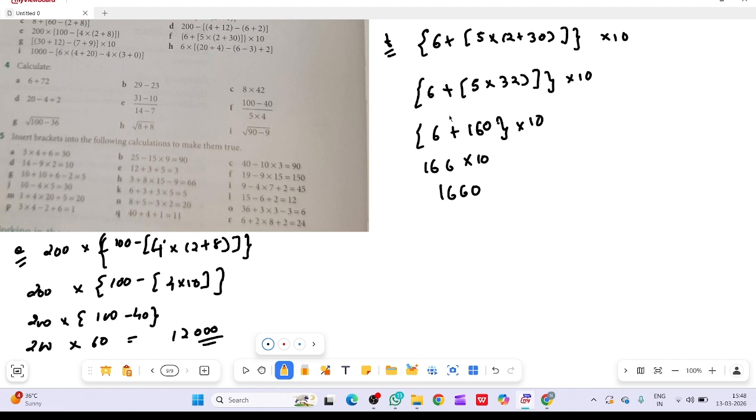And the BODMAS rule is not only for this chapter. Remember this rule forever. It will be continued from now onwards. Okay. So wherever in physics also, in chemistry also, if you come across a sum like this, then you have to perform BODMAS, and you have to find the answers by using the BODMAS rule only.